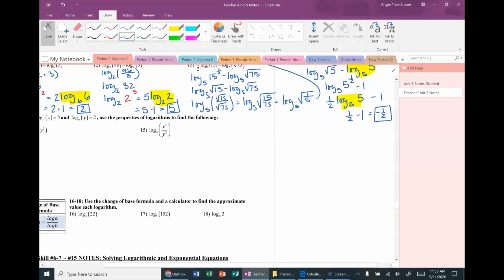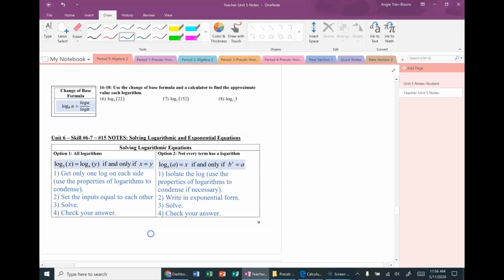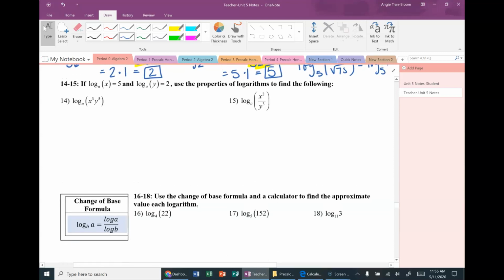Okay, so we have another set here on example 14 and 15, and then the last one, oops, I'm sorry, I moved too much. The last one is changing base. Okay, so examples 14 and 15, they gave you log base a of x is 5, log base a of y equals 2. Use the properties of log to find the following. 14, log base a of x to the 3rd times y to the 5th. Because we said times, we will rewrite this as an addition problem.